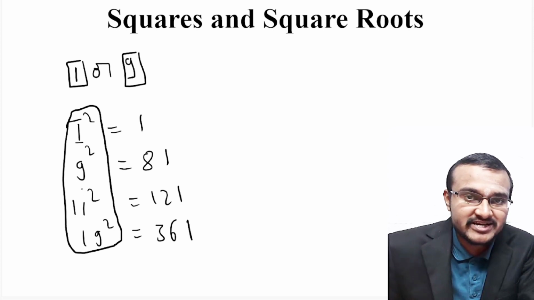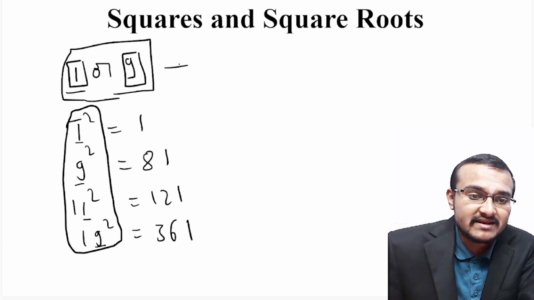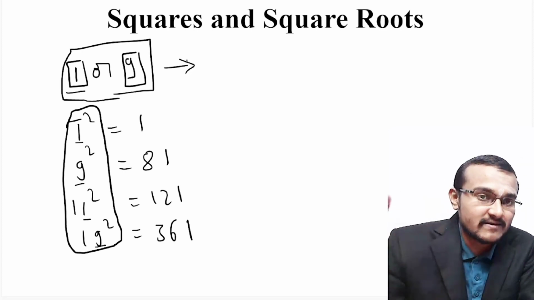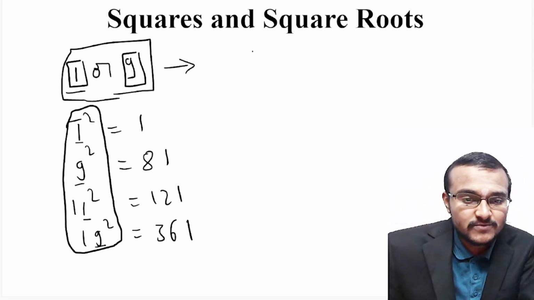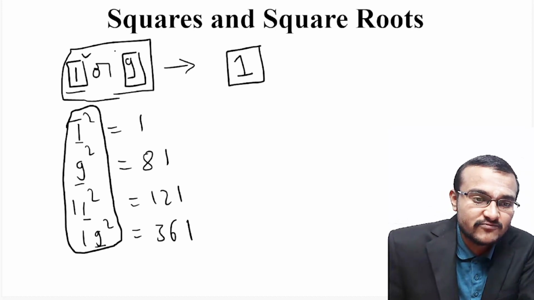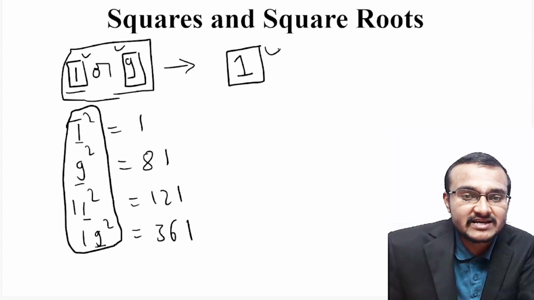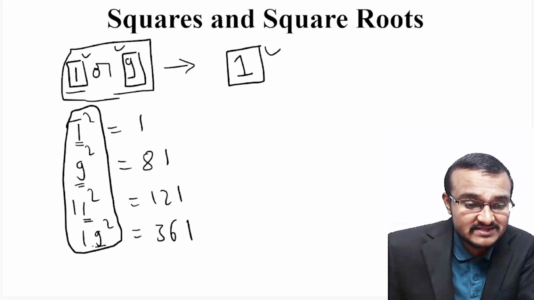So 1 is ending with 1, 9 is ending with 9, 11 is ending with 1, 19 is ending with 9. So any number which is ending with 1 or 9, its perfect square or the square number will also end with 1. So if the number is ending with 1 or 9, then the square number will be ending with 1. So that is what you can observe here.